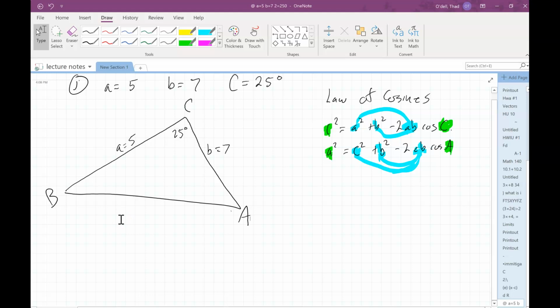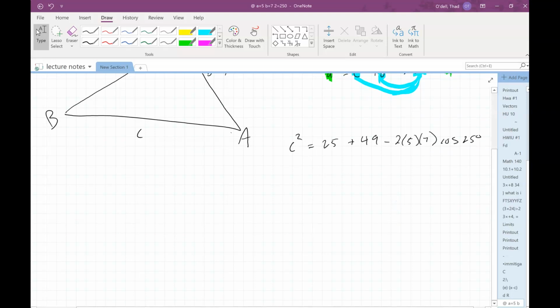So the only angle we have is 25 degrees. So that means we're going to use c squared is equal to a squared, which would be 25, plus b squared, which would be 49. And that's minus 2 times 5 times 7 times cosine of c, angle c, which would be 25 degrees. Okay? So then we do some simplifying. c squared is equal to 25 plus 49, that'd be 74, minus 2 times 35, which would be 70, cosine 25.